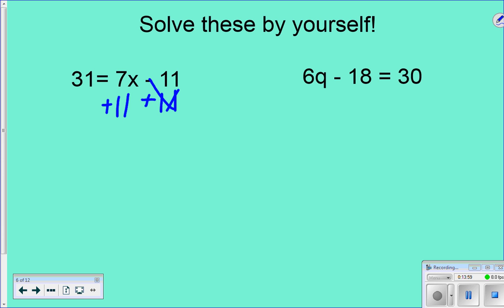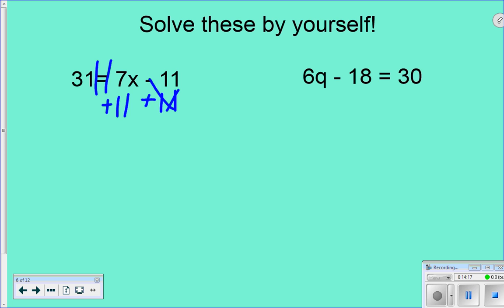What's happening here, Connor? You've got to do it to 31. Why the 31? Because remember, this is like the balance, remember? You're adding 11 to the same side then. Doesn't work very well. So you have to add it to the other side of that equal sign to keep it in balance. Okay, so don't forget that.